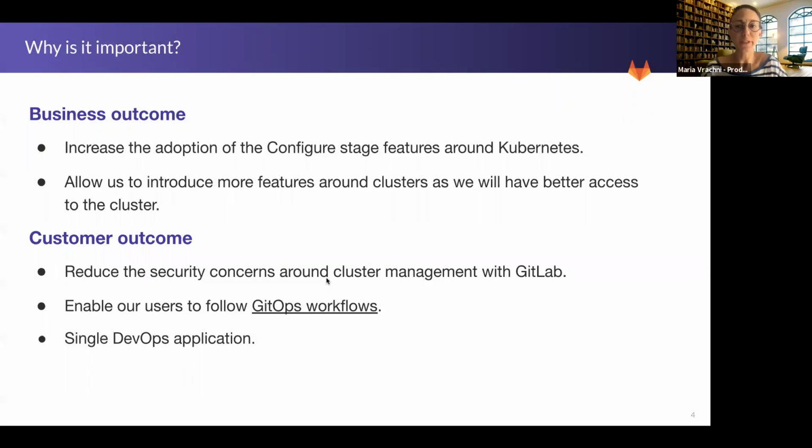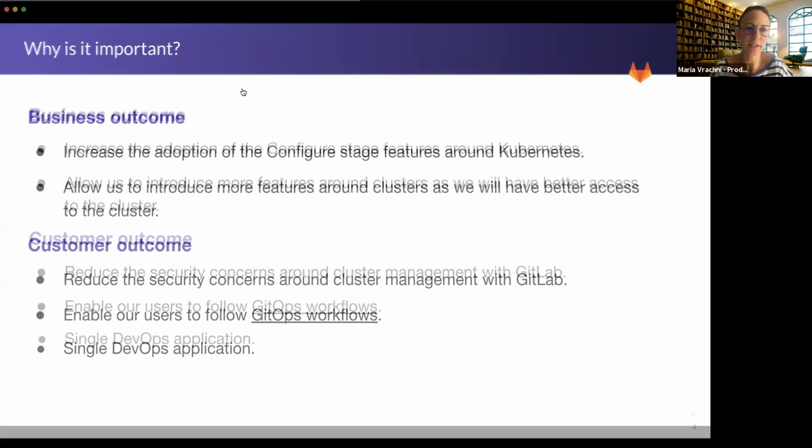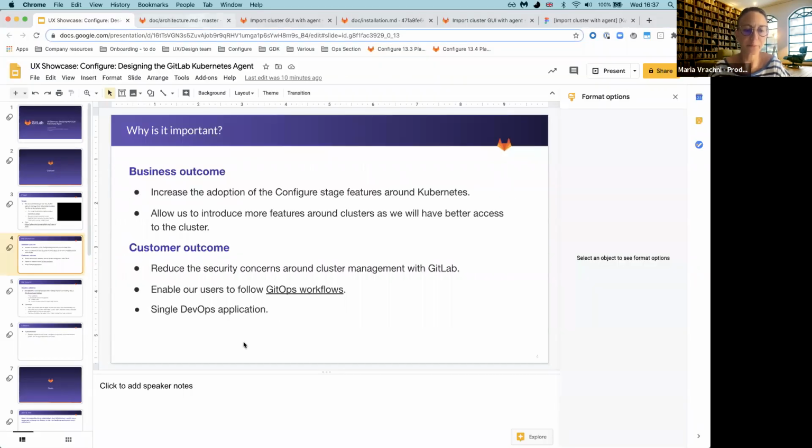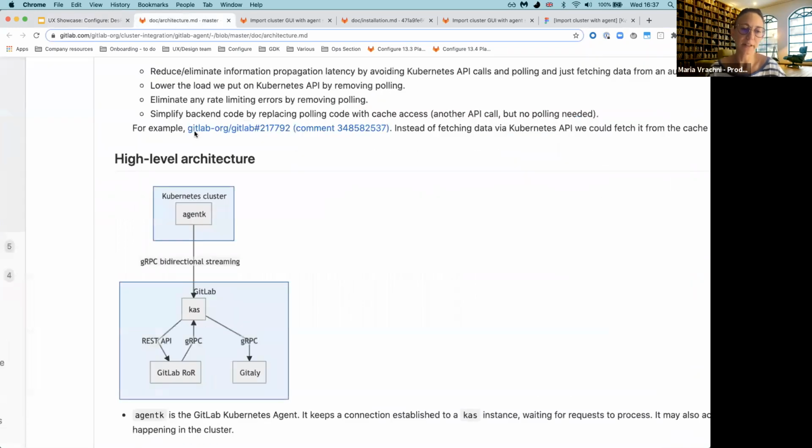So as a business outcome, we're hoping to increase the adoption of Kubernetes and the Configure stage features around Kubernetes. I think this is closely linked to the Monitor stage as well, since clusters are being monitored through the monitoring features. Also, it will allow us to introduce more features around the clusters as we will have better access to the cluster. So for a bit more context, here is a basic diagram of the architecture.